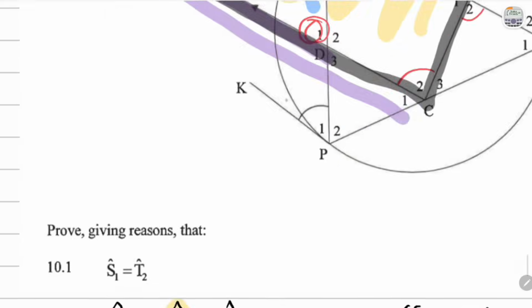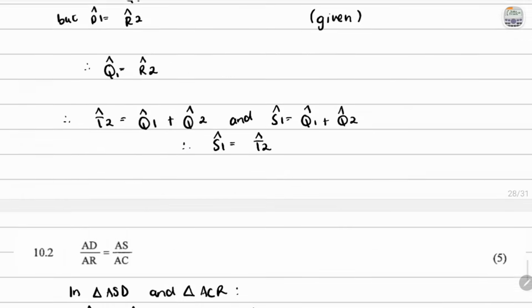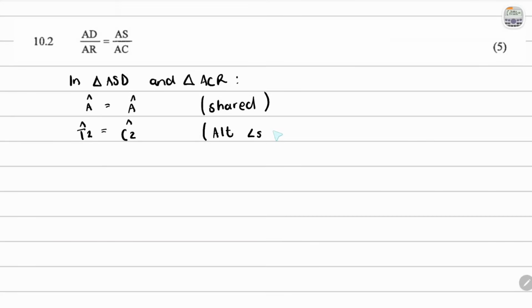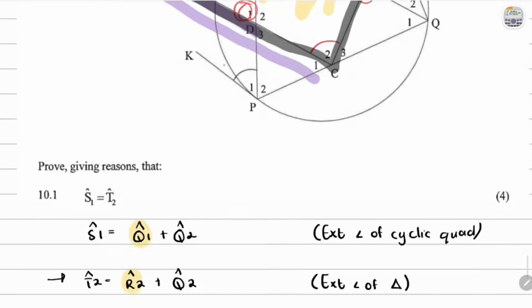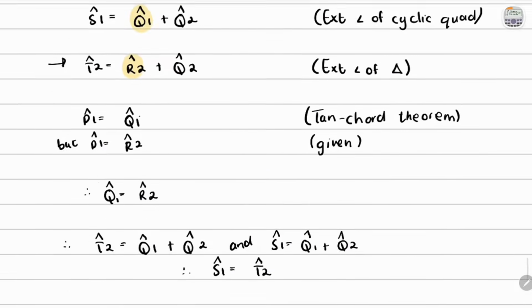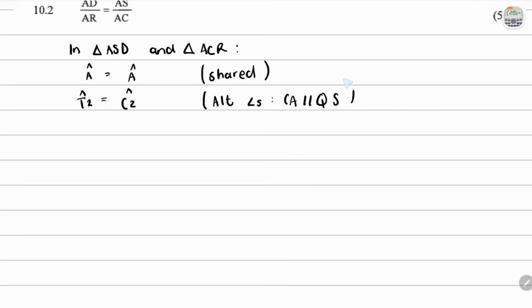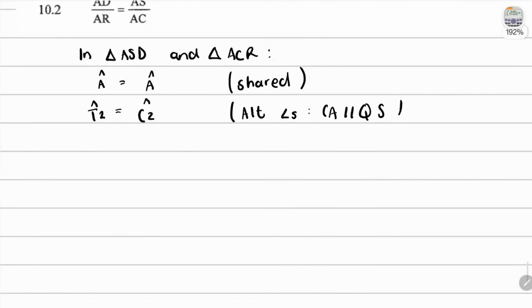And then we also know now that angle S1 will eventually be equal to angle C2. And the reason was because those two were equal, and we can see that angle T2 is equal to angle C2. So let's state that first. Angle T2 is equal to angle C2 because of alternate angles. And just remember to state the lines that are parallel. They already stated them there. CA is parallel to QS, okay? So CA parallel to QS. Okay, so we've stated those lines that are parallel.